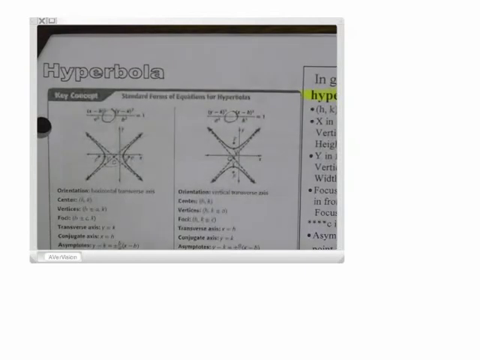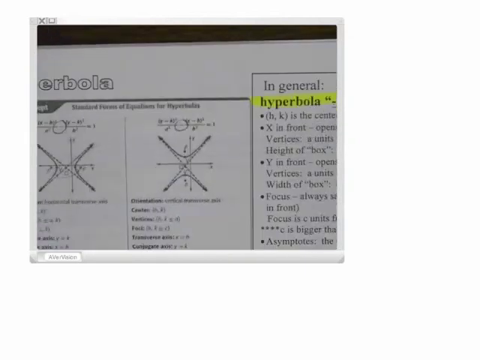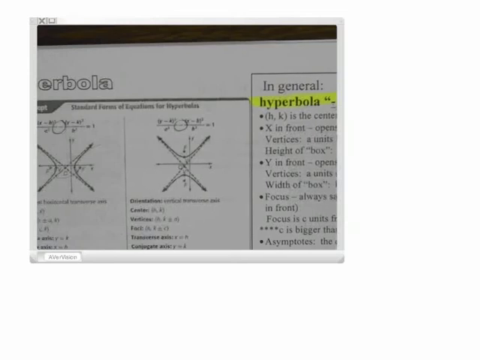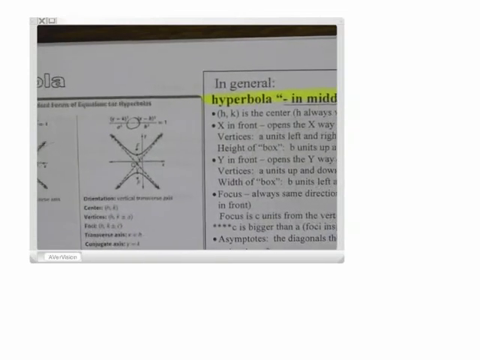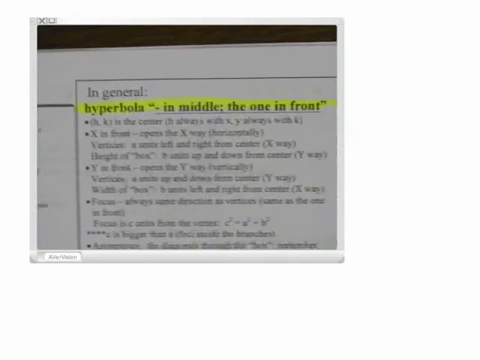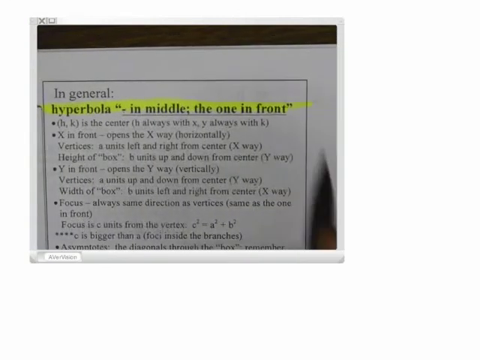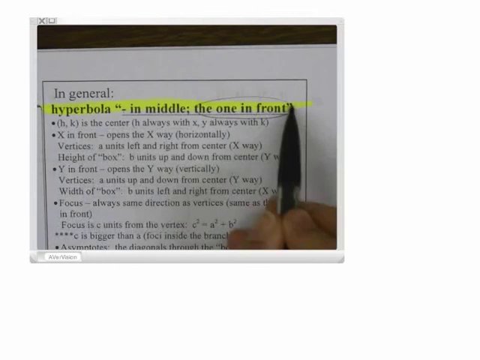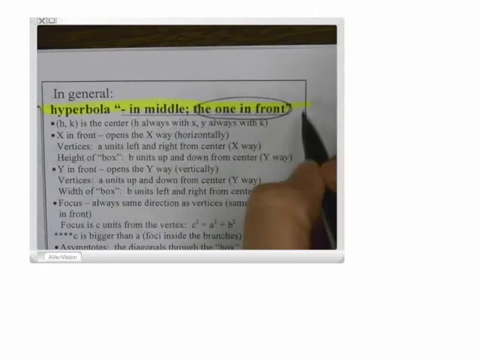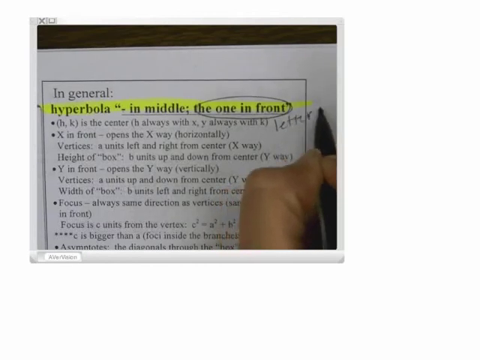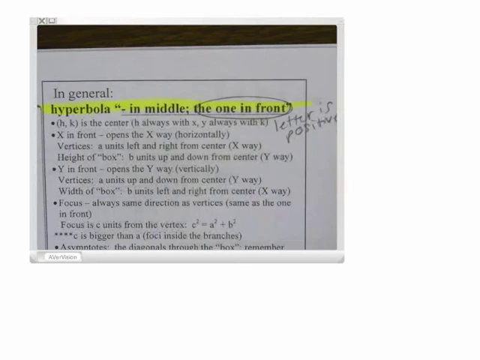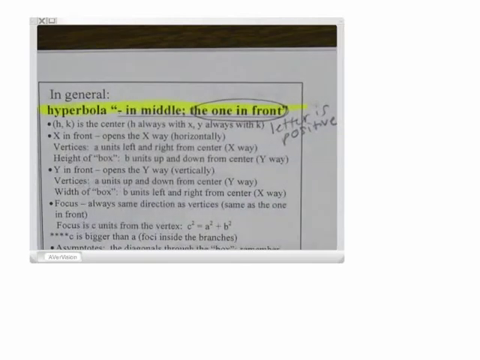Okay, and then the other thing you need to realize, and what's the thing we look for? Like in a parabola, we look for the not squared letter. In an ellipse, we look for the bigger denominator. For a hyperbola, we look at which letter is in front of the minus sign, or which letter is positive. And that's the letter that tells us which way the hyperbola goes.